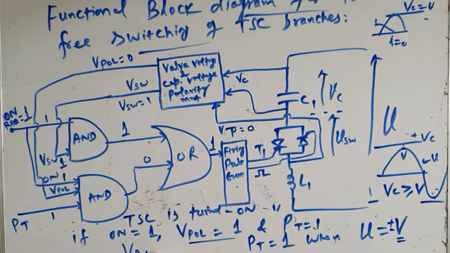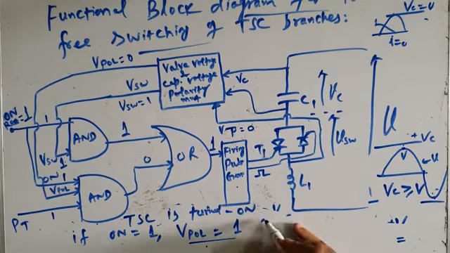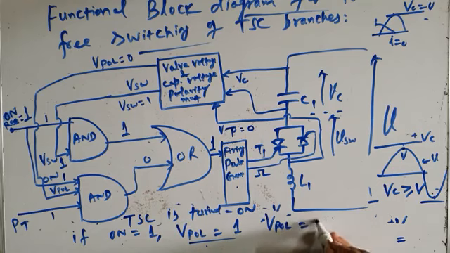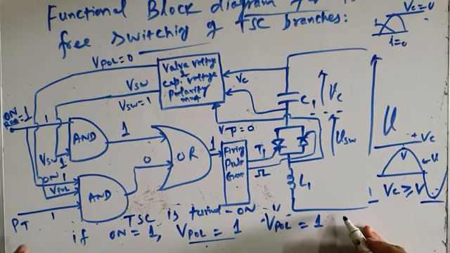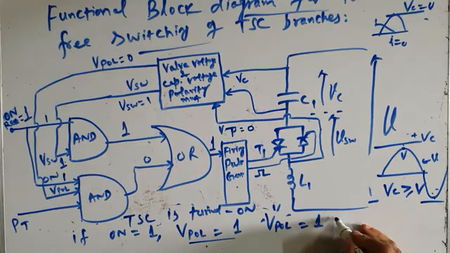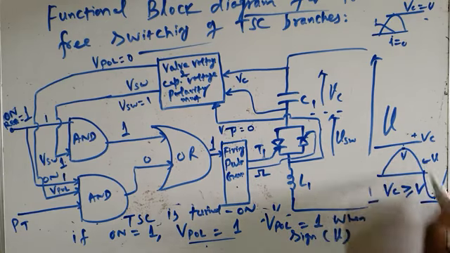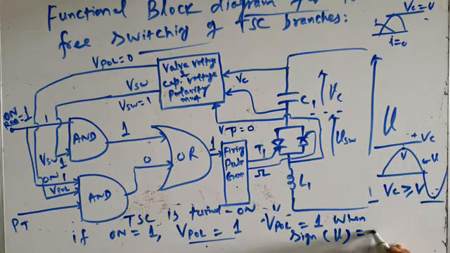VPOL will be equal to 1 when, I will write it here, VPOL is equal to 1. So the third input VPOL, which comes from this block, is high when the sign of the instantaneous bus voltage or input voltage is the same as the sign of the capacitor voltage.